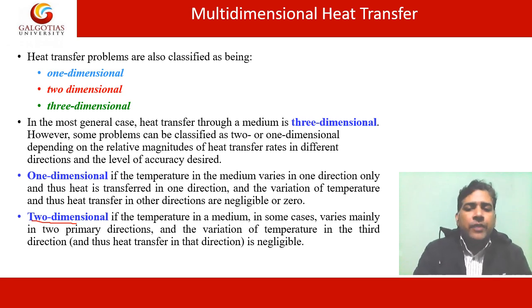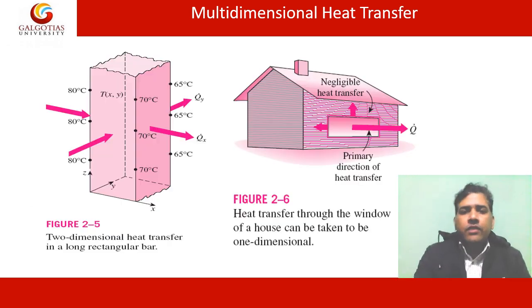But sometimes there are cases where heat transfer mostly takes place along one direction, and in the other two directions heat transfer is negligible. In that case, the problem can be simplified into a one-dimensional problem. Similarly, if along one direction the heat transfer is negligible compared with the two other directions, then that kind of heat transfer can be simplified as two-dimensional heat transfer. So as you can see in this figure, one-dimensional and two-dimensional heat transfer has been described.